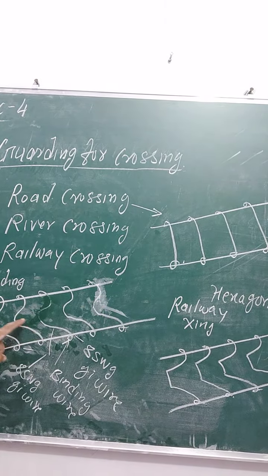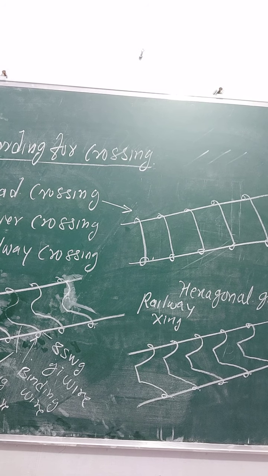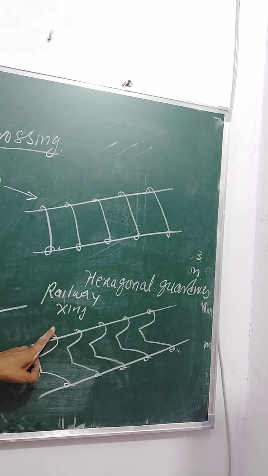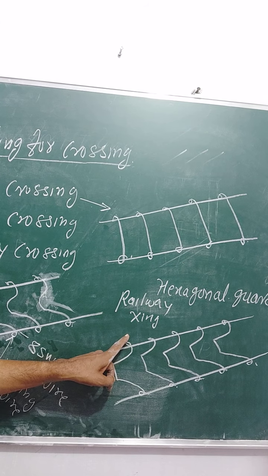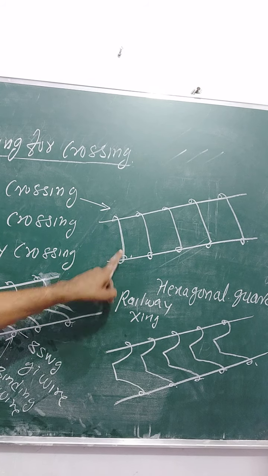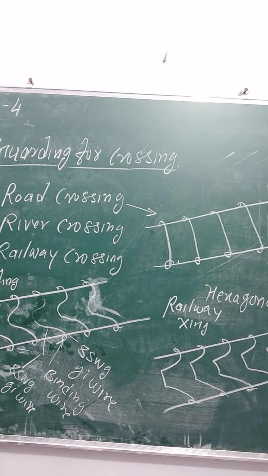This is cradle guarding for river crossing, and this is hexagonal guarding for railway crossing. This is for river crossing. This is for railway crossing. This is for road crossing. So these are the major items of the HT line which I have taken.